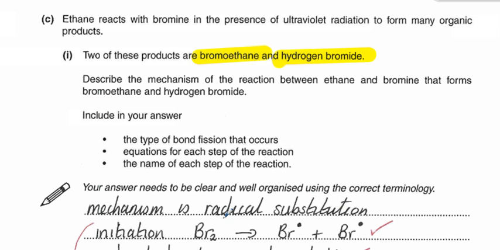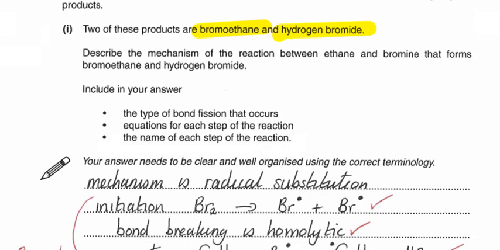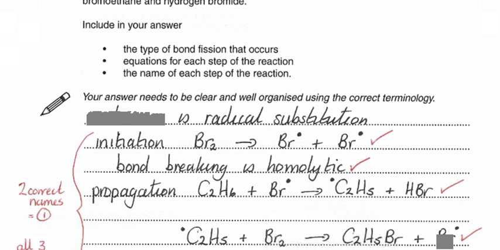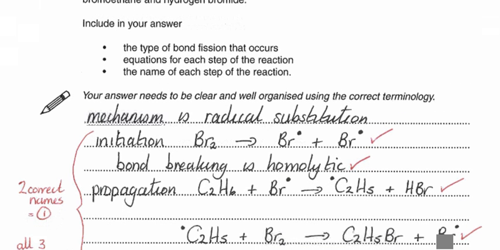So I've started off straight away. What's the mechanism name? Radical substitution. Then initiation, it's bromine you're using, so bromine in the equations. Bromine goes to two bromine radicals. Of course, the condition is UV, and I'm not quite sure if I've got that written in already. So I'll just add that in. Here we've got added in that the condition is UV.